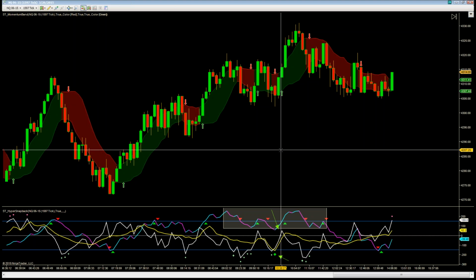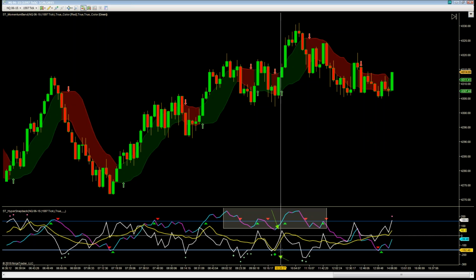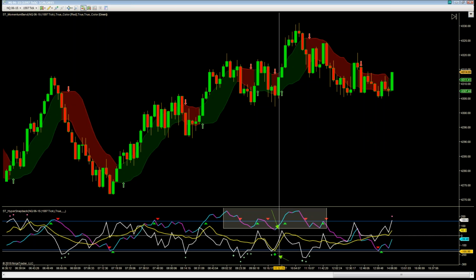And we had another question about the accuracy of the indicators. The HyperSnapback indicator is 80-85% plus. It's highly accurate. Just make sure that you choose the entry when the trend line is going in your direction, and you'll be surprised how accurate it is. And we will help you develop that too.